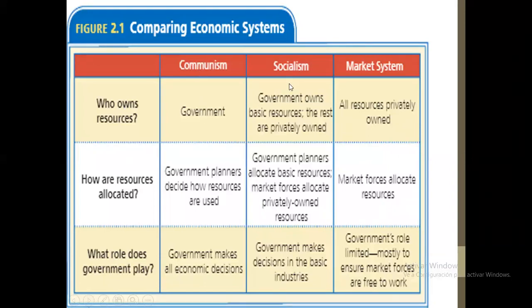While in the socialism, there's a big difference. The government owns basic resources, and that's it. The rest are for private owners, okay? And while in the system, everything is the private, okay? That's the big difference from the communism and socialism. The communism, everything controls the government. Over here, only the government controls the basic resources, and the rest, it could be managed by the private sector. Okay, that's basically the difference.